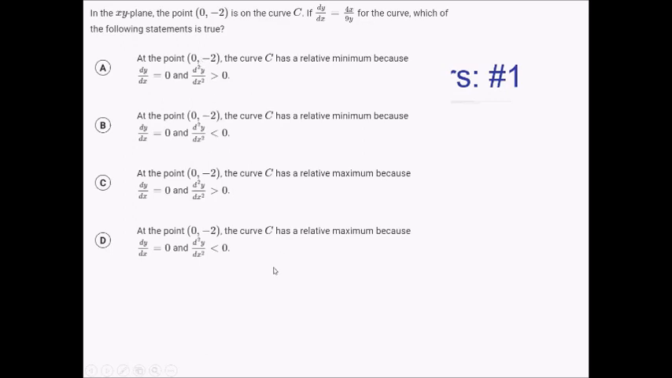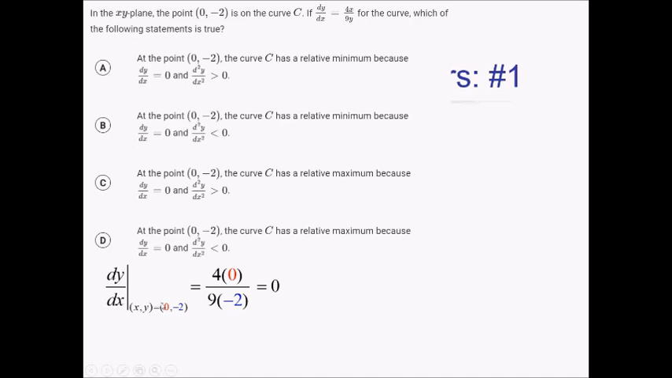So let's start by actually taking the first derivative. I mean, if you look at these answer choices, the first derivative comes out to 0 in all of them, but let's just make sure. So if I plug 0, -2 into 4x over 9y, that's going to be 4 times 0 over 9 times -2, which is 0 over -18, which is 0. So that's definitely true. But now we're going to have to figure out what the second derivative looks like.